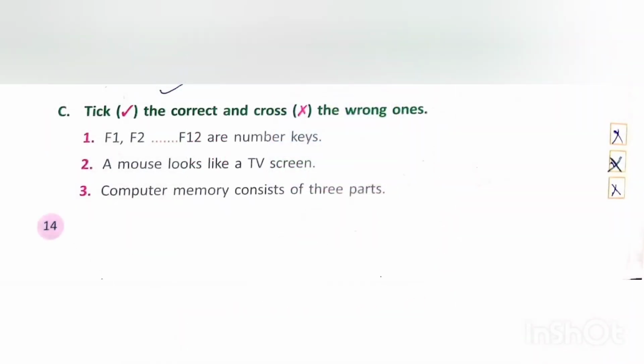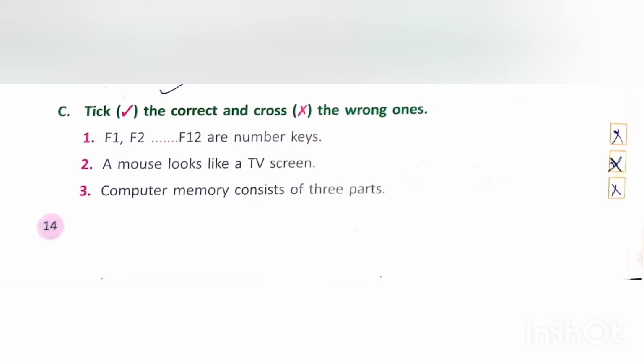Now we have exercise number C, that is tick the correct and cross the wrong ones. F1, F2 till F12 are number keys. Are these number keys? No, answer is cross. These are function keys as I have written above. Number 2, a mouse looks like a TV screen. No, we did it just now in fill in the blanks. Which looks like a TV screen, that is monitor. So number 2 is also incorrect.